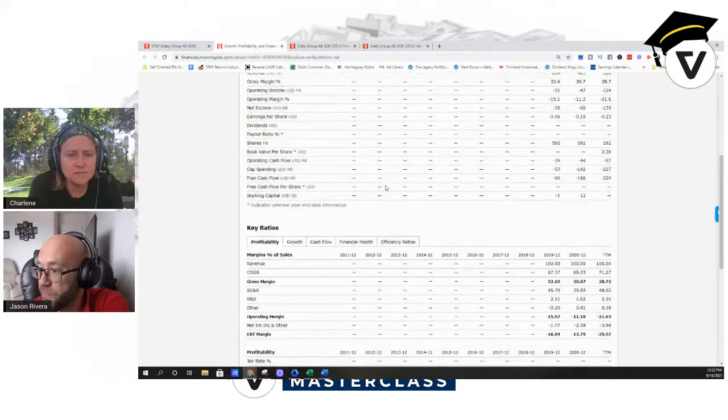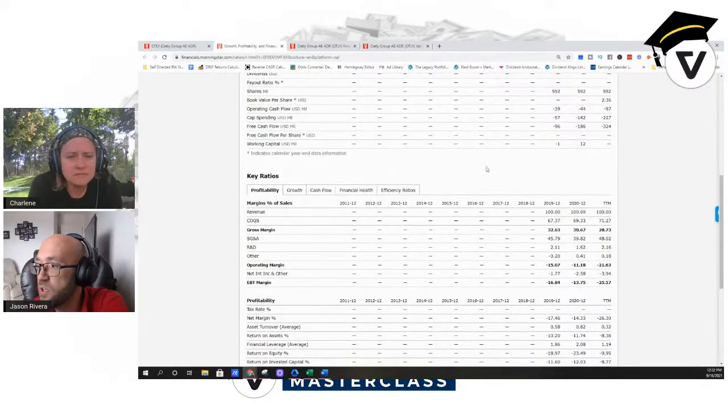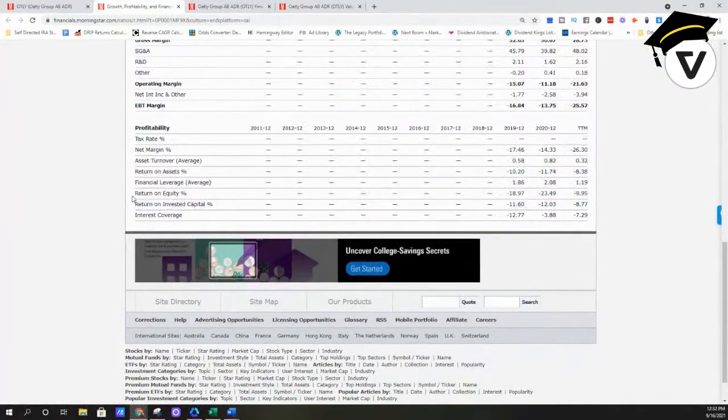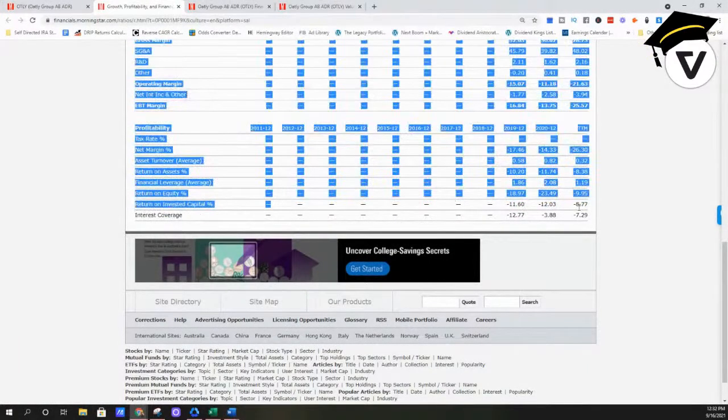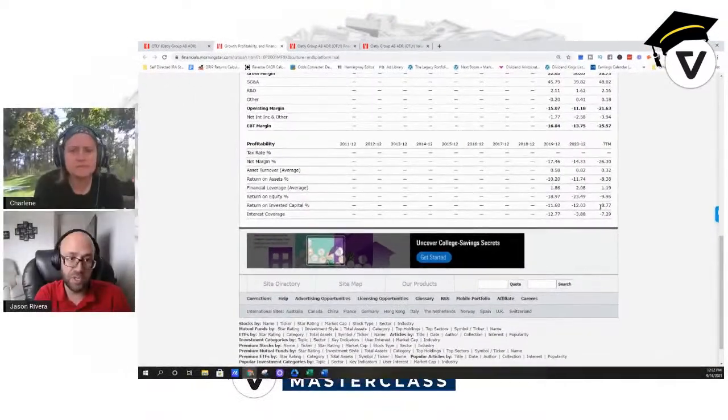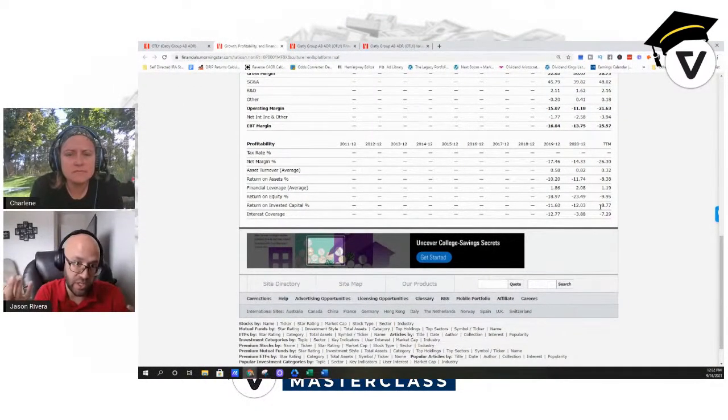So from here, we scroll all the way down to return on invested capital. This is one of the ways we figure out if they're investing their money well. Return on invested capital is one way to look at a company's profitability in terms of how well they are investing their capital. That's literally in the name of the term. This is one way to see that.